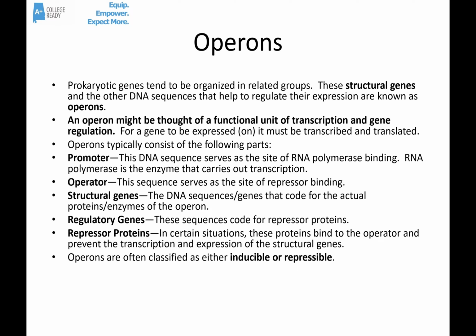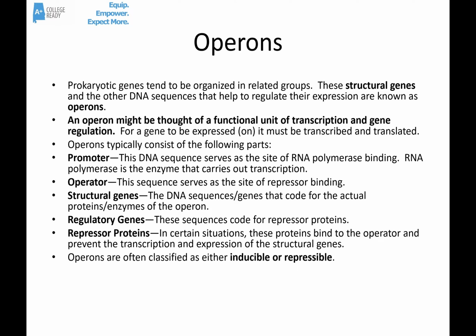Bacteria have these structures called operons. What an operon is, it's essentially a set of related structural genes and the other nearby DNA sequences that help to regulate the expression of these genes. So again, an operon is a set of related genes called structural genes and the other parts of the DNA around that help to regulate the expression of those genes. We might think of an operon as a functional unit of transcription and gene regulation.